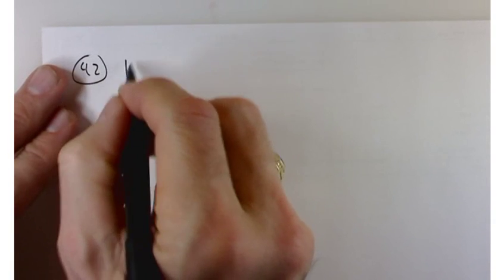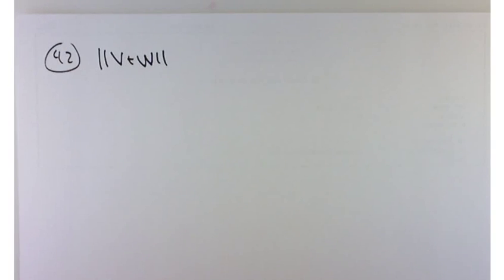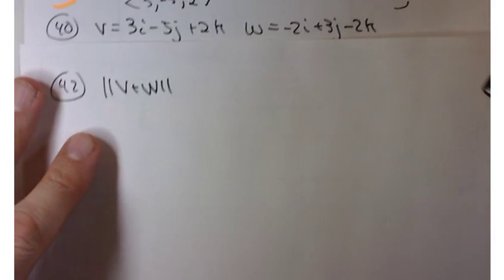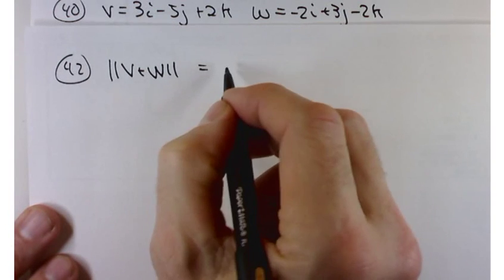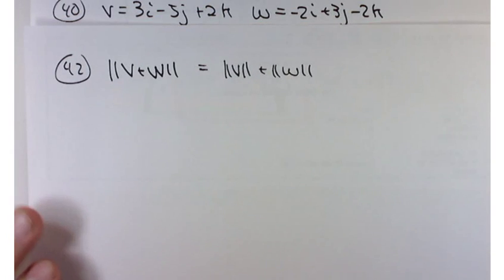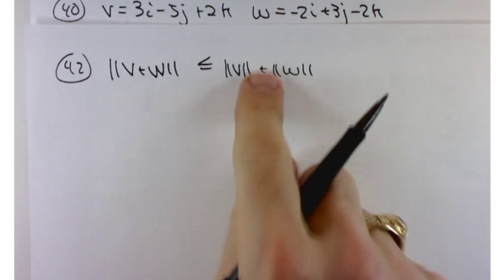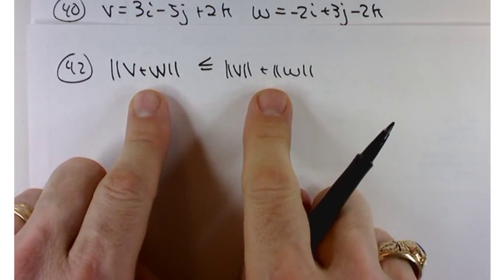Let's take a look at problem number 42. I want the length of v plus w. Now v and w are the same as they were in problem number 40. So let's put that back up here. Do you think that I could do this as the length of v plus the length of w? No. Typically that's not going to work. So it's not equal to. This is another version of the triangle inequality, but generally speaking, these two things will not be the same.